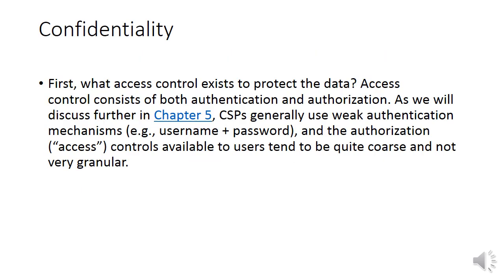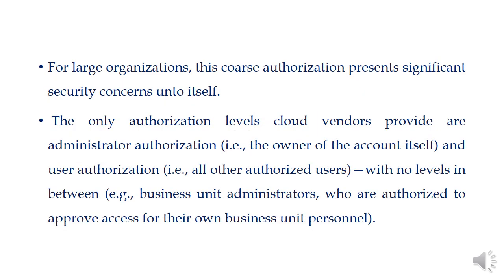Confidentiality. First, what access control exists to protect the data? Access control consists of both authentication and authorization. CSPs generally use weak authentication mechanisms, that is username and password, and the authorization access controls available to users tend to be quite coarse and not very granular. For large organizations, this coarse authorization presents significant security concerns in itself. The only authorization levels cloud vendors provide are administrator authorization and user authorization, with no level in between.